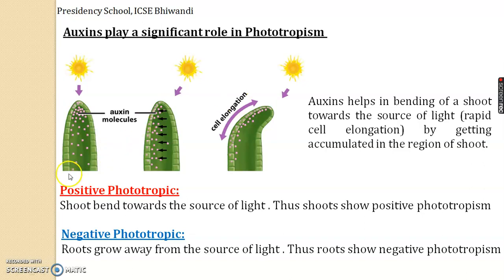Hence, two types of phototropic movements occur. One is positive phototropism, meaning bending towards the source of light. And who is bending? Shoot. Shoot is bending towards the source of light. So the shoots are showing positive phototropism. What is negative phototropism? The roots that are growing away from the source of light show negative phototropism, and thus the roots show negative phototropism.